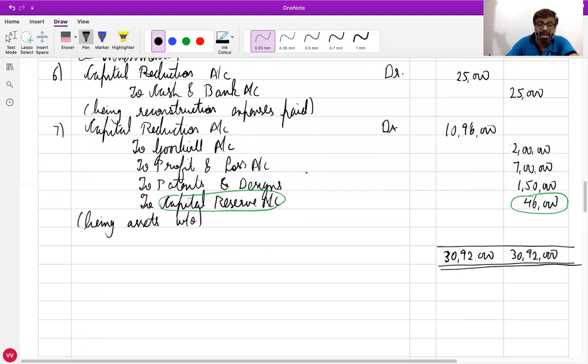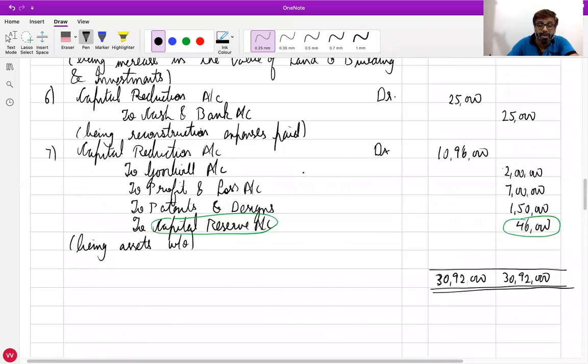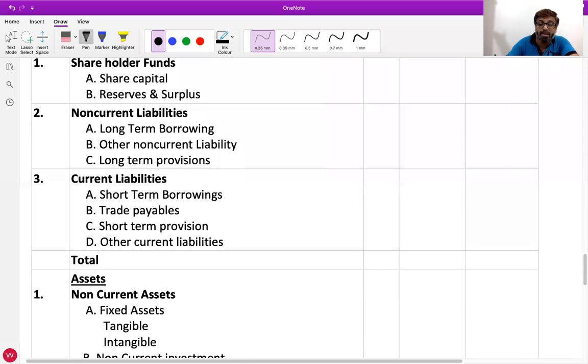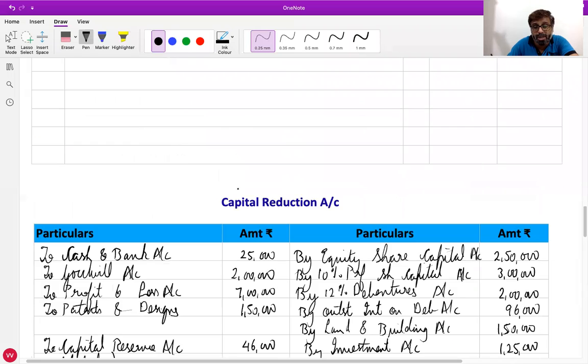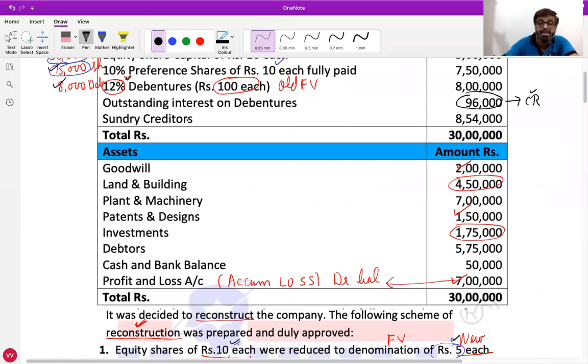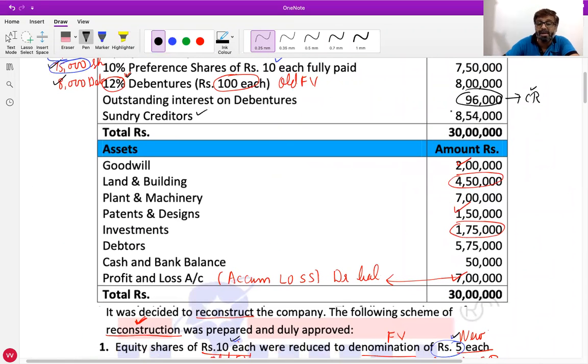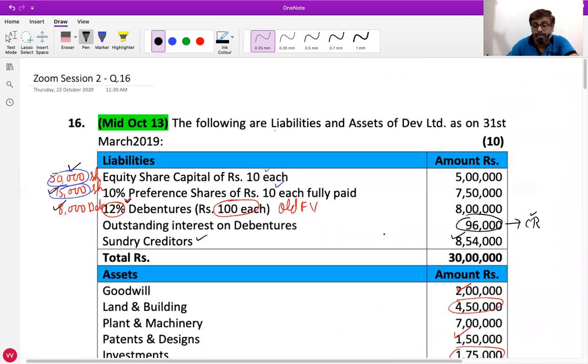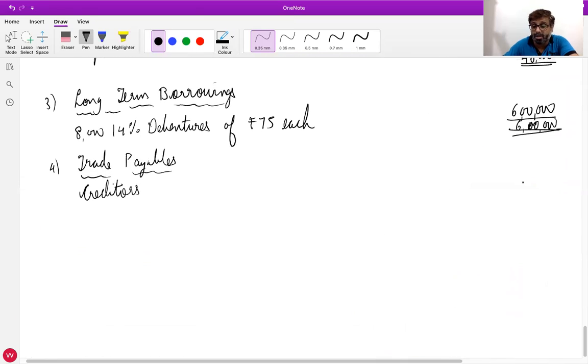Next, after long-term borrowings, do we have any other non-current liability? No. Then we don't have long-term provisions, short-term borrowings, trade payables also we don't have. Do we have creditors in the balance sheet? Yes. So creditors, we will write 8,54,000. They are not affected in any of the adjustments. So trade payables will include creditors of 8,54,000.